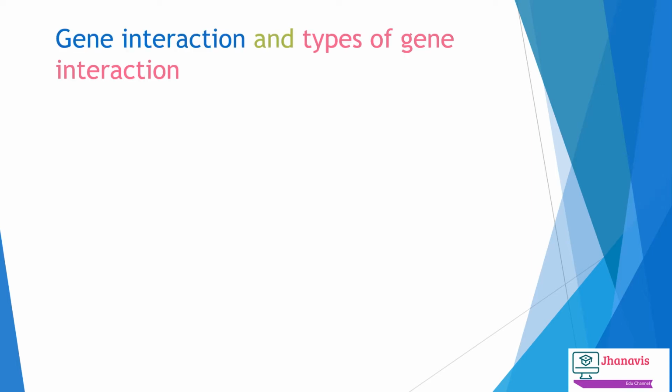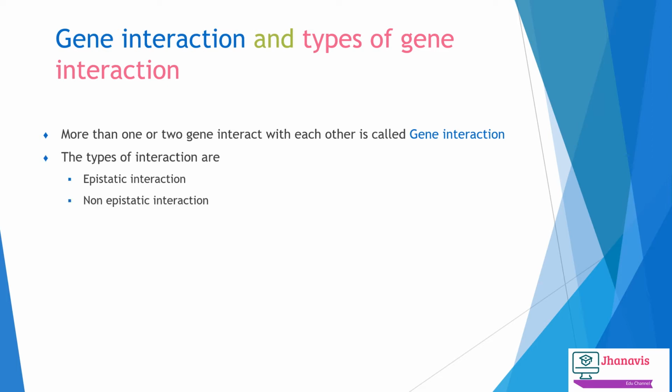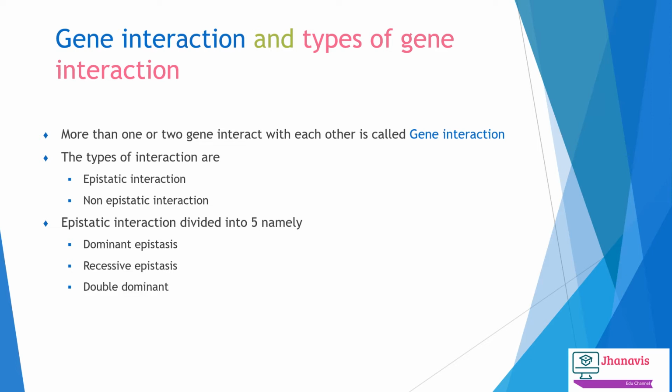Let's talk about gene interaction. There are different types of gene interaction. Let's see what a gene interaction is. Two or more genes will interact with each other and form a gene interaction. So there are two types of gene interaction: epistatic interaction and non-epistatic interaction. The epistatic interaction is further divided into 5 types, namely dominant epistasis, recessive epistasis, double dominant epistasis, double recessive epistasis, and dominant and recessive epistasis.